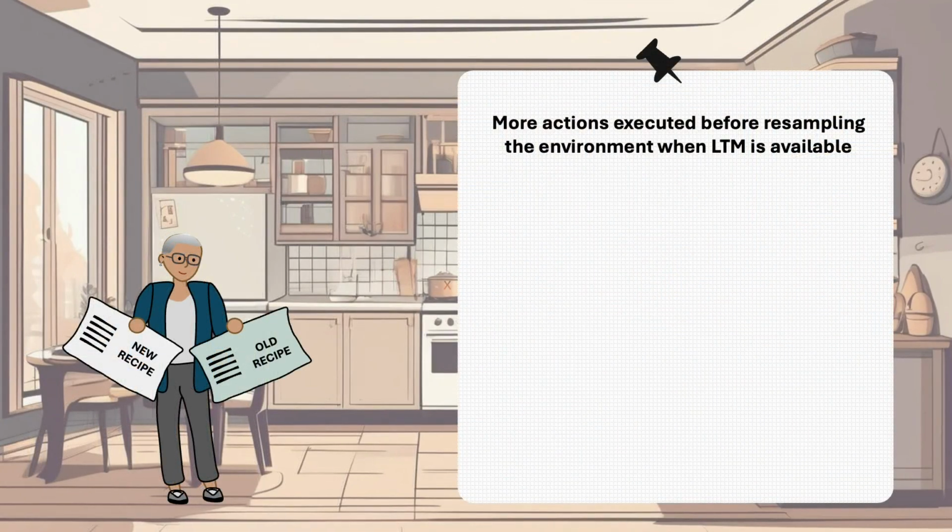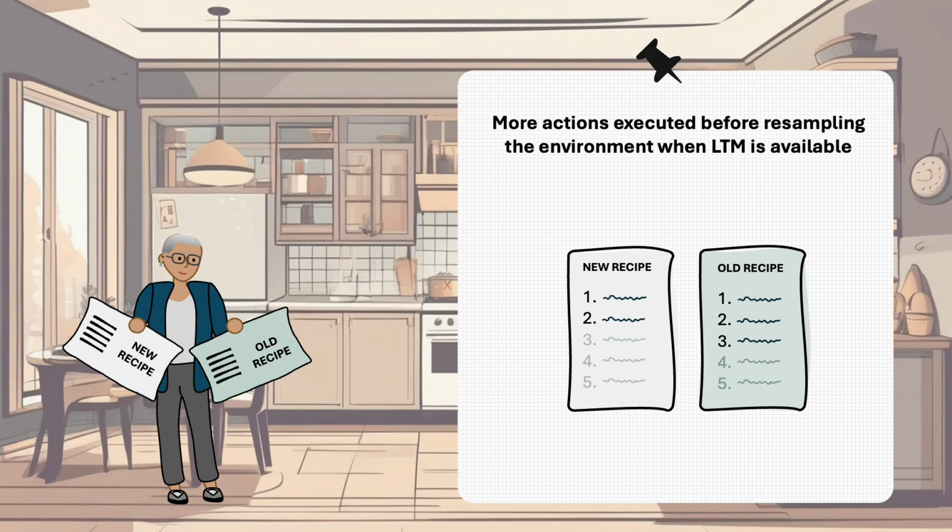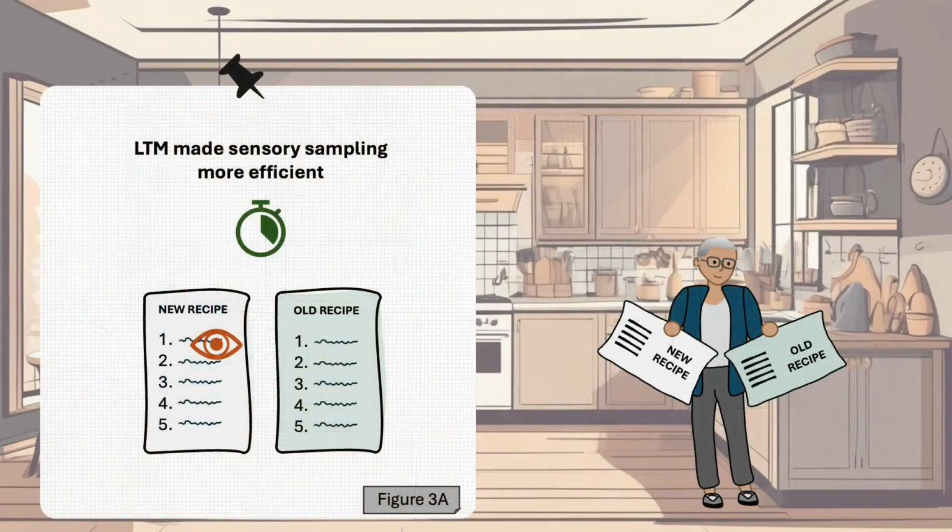Overall, when cooking a familiar recipe, our participants executed more steps in a row before referring back to the recipe. That is, if we have available long-term information, we can save ourselves some effort of checking the recipe constantly. More so, when consulting the recipe, our participants spent less time looking at each step before executing it. That means that long-term memory made sensory sampling more efficient.